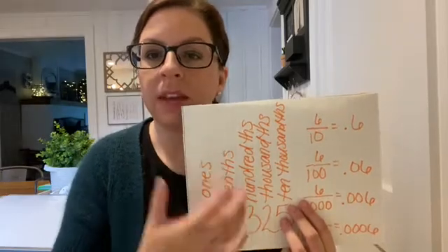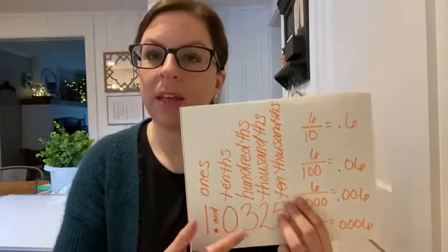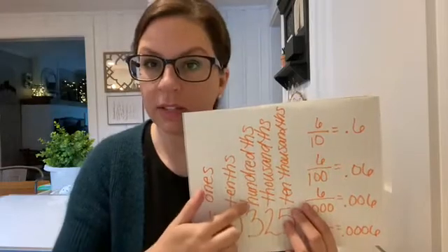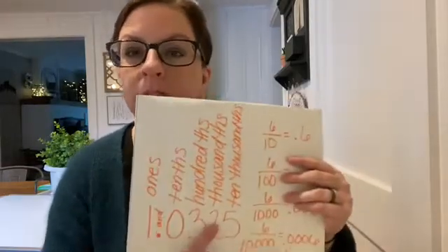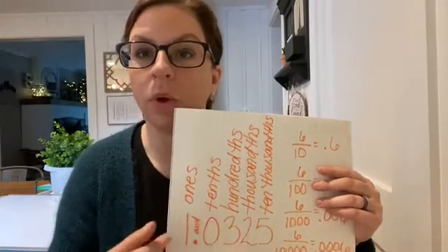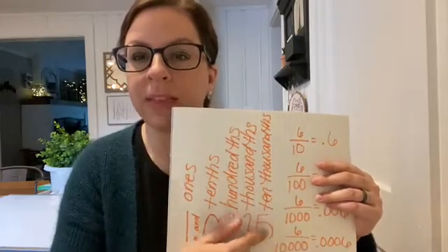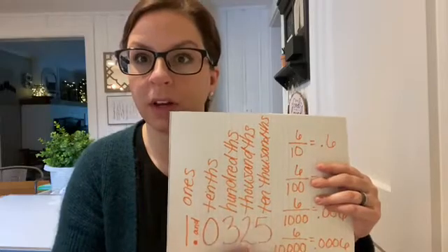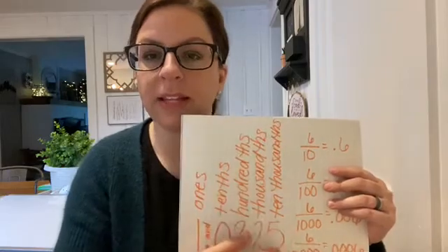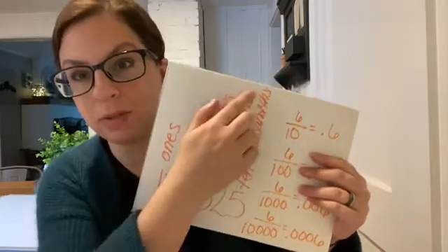The next one is hundredths. That's how many times the number is divided into hundreds. The next one is thousandths, and that's how many times the whole number was divided into 1,000 pieces. And then this one right here, this is as far as we're going to go for today, is 10,000ths. That's how many times the whole number was divided into 10,000 pieces.